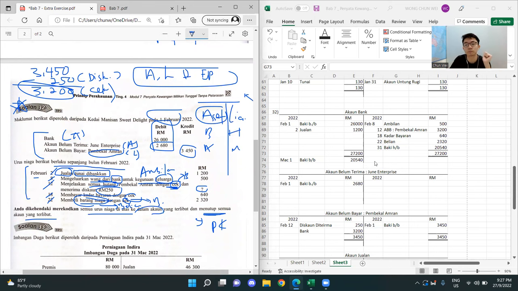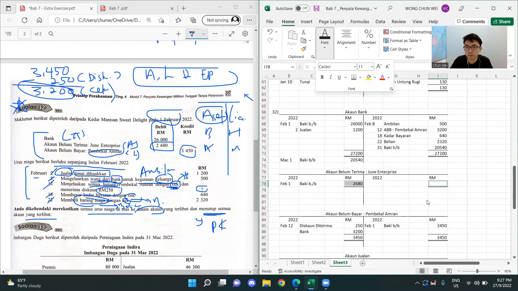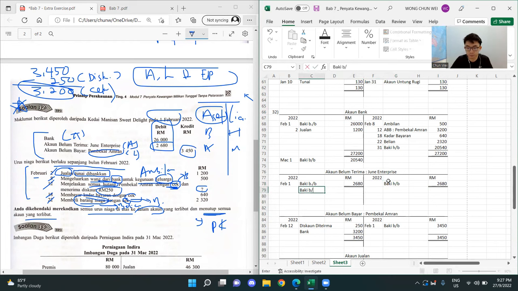You see? So that's why all this account bank, all this asset, mesti when you tutup as HB and BB. Okay, same goes for this ABT. ABT is an asset, so when you tutup, HB and BB. HB, then baki BB. 2680. So this one is February. Last date of February will be 28. All right, 28. Yeah, I'm going to put 30. Sorry, 28. So then here will be March.